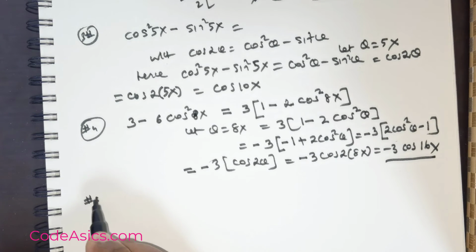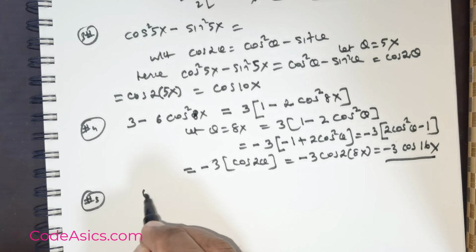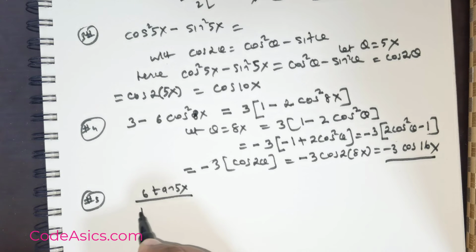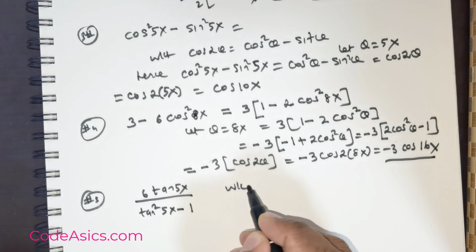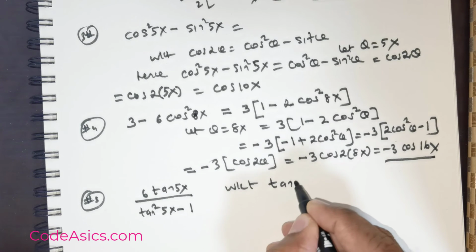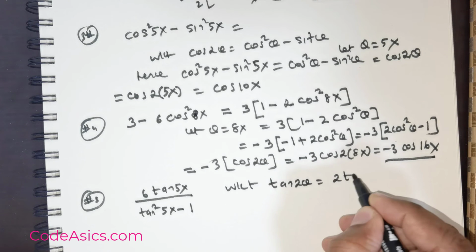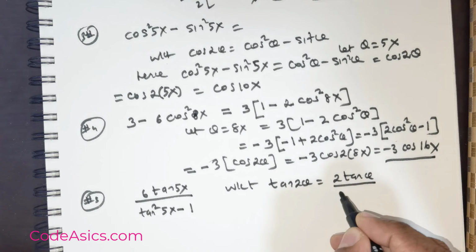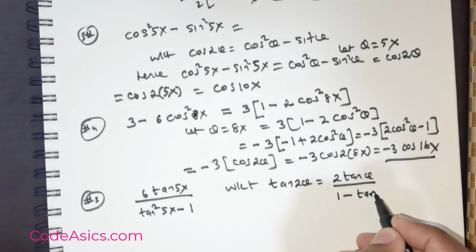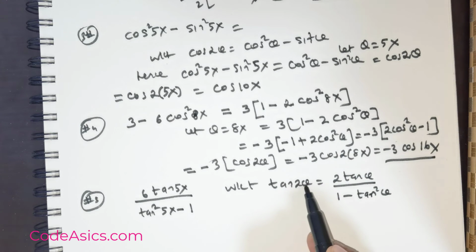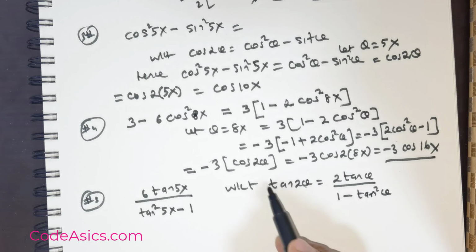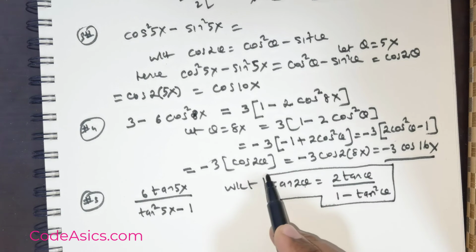So let us move on to question number 5. We've been given 6 times tan 5x divided by tan squared 5x negative 1. Now we will be using the following formula. We know that tan 2 theta is equal to 2 times tan theta divided by 1 negative tan squared theta. If there is theta here, theta should occur here, so do not change the variables. For example, if you write theta here, you cannot write x here. That is totally incorrect, so please be aware of that.